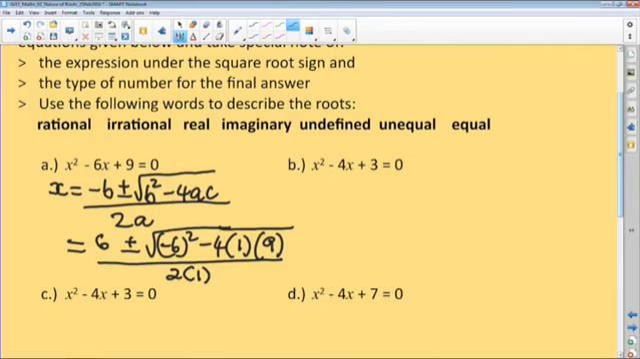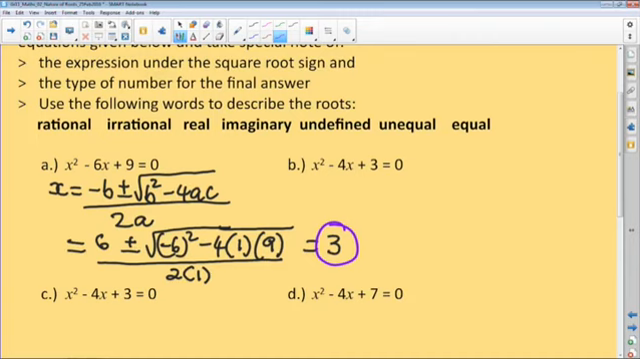You've got 6 plus or minus the square root of 36 minus 36, which is 0. So you've got 6 plus or minus 0, which gives us 3. Now let's take note, guys. We have only one solution, which is x equals 3. The expression under the square root sign is 0.